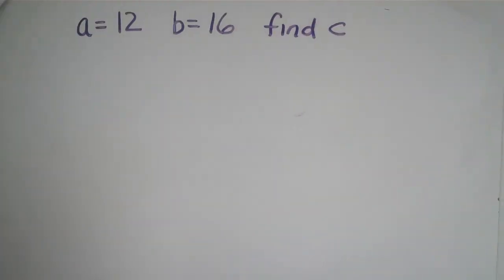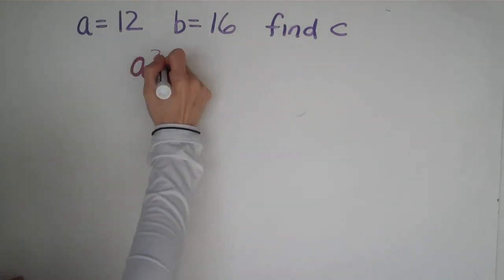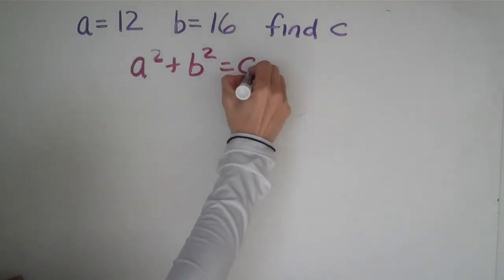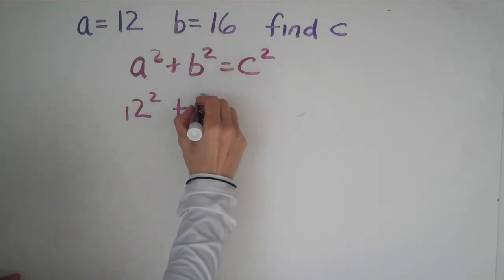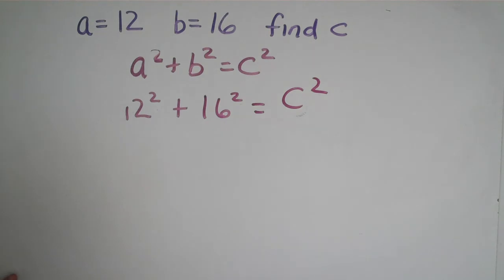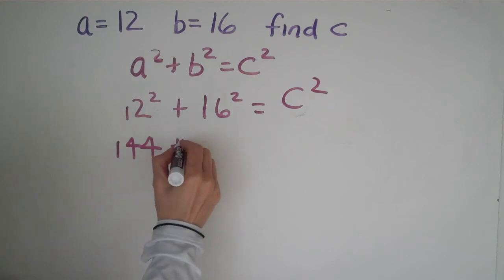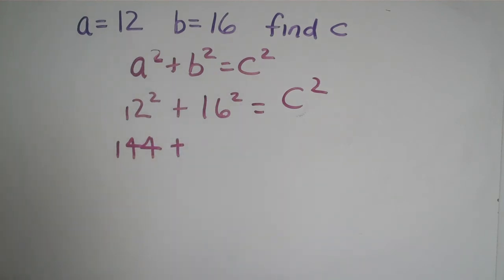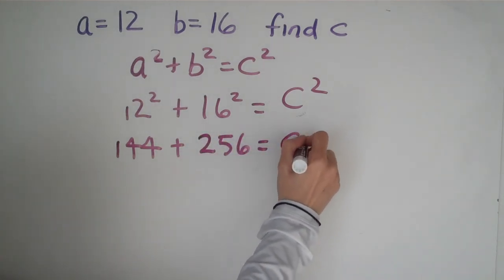Let's try another one. We have a equals 12, b equals 16, find c. I know c is always the hypotenuse, and I know the formula is a squared plus b squared equals c squared. My a is 12 squared plus b is 16 squared equals c squared, which I don't know yet. I do know that 12 squared is 144 plus 16 times 16 is 256, and that is equal to c squared.